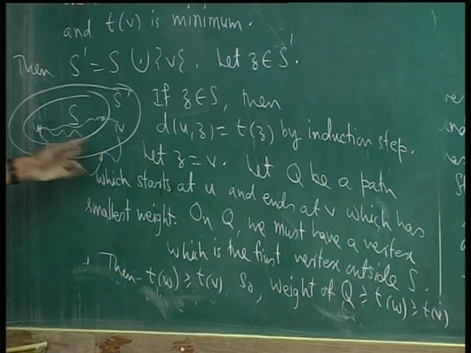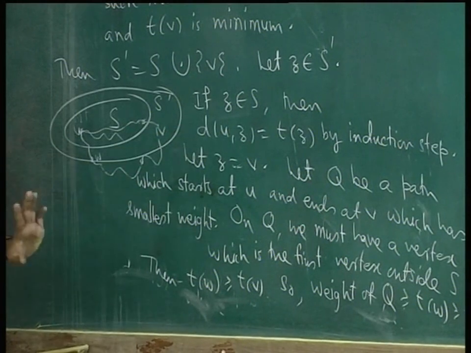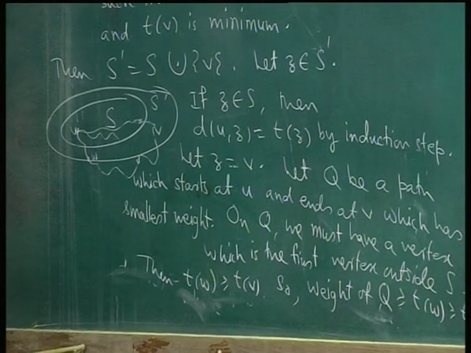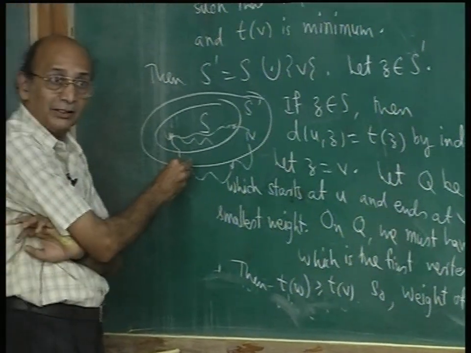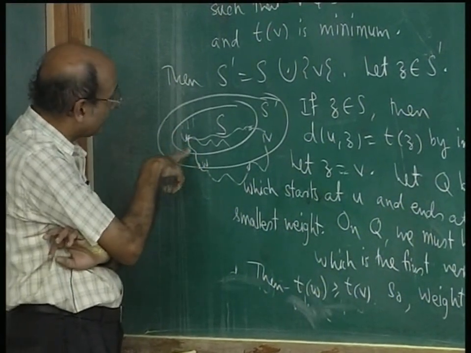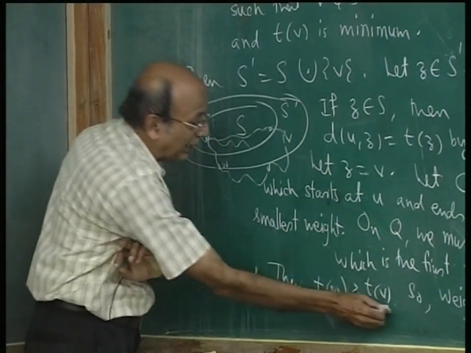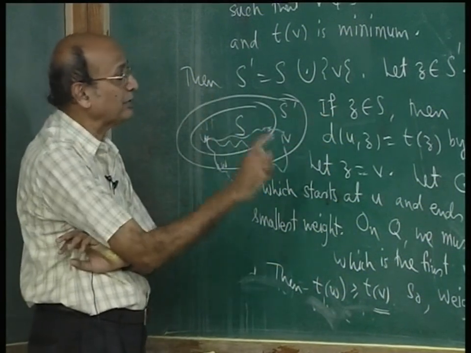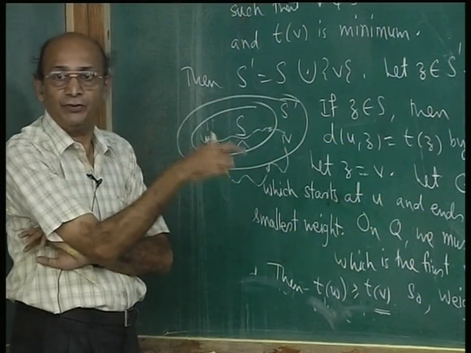There is a path that goes from S directly to V whose weight is equal to T of V. If you want to be more clever, you choose some other path, but then on that path there will be a vertex W which is outside S, the very first such vertex. For any such vertex, T of W is bigger than T of V by definition of V. That is the way we have chosen V: V is a vertex outside S for which T of V is minimum.